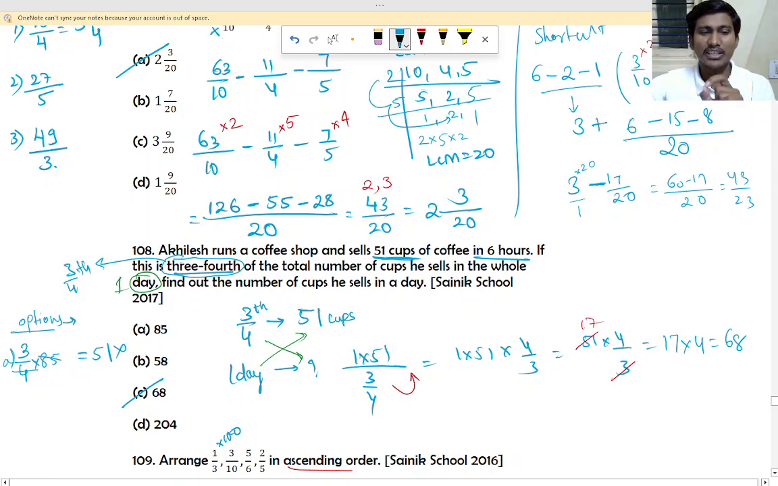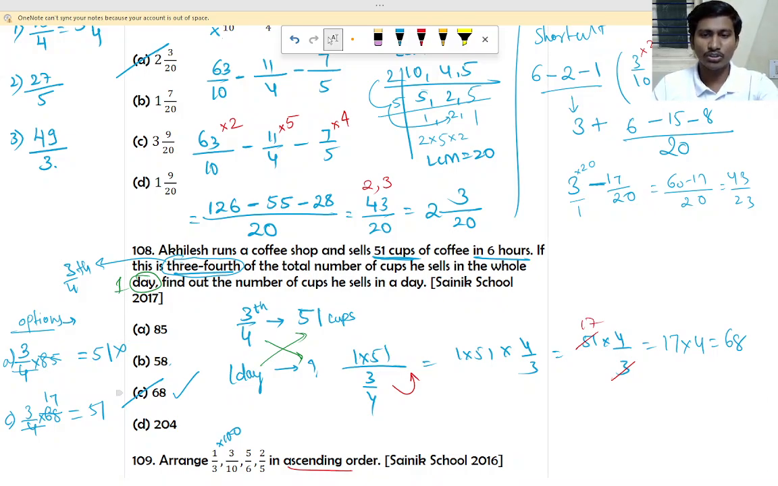If you go with B, will it be divisible by 4? That is also not divisible. If I take 68, then 3 by 4 into 68, how much will you get? 4 ones are 4, 2 remaining. 4 sevens are 28. So 3 sevens are 21, and 17 threes are 51. So you got 51, so that is the answer. 3/4 of 68 is 51, so the answer is option C. Understand how to do it with options?